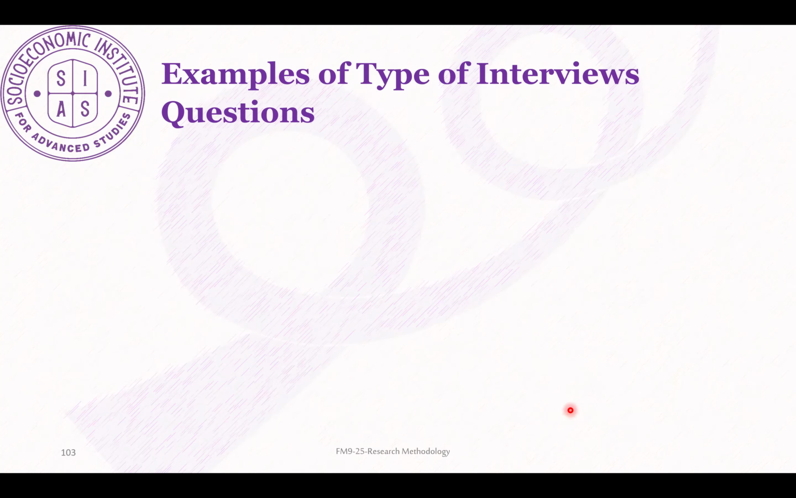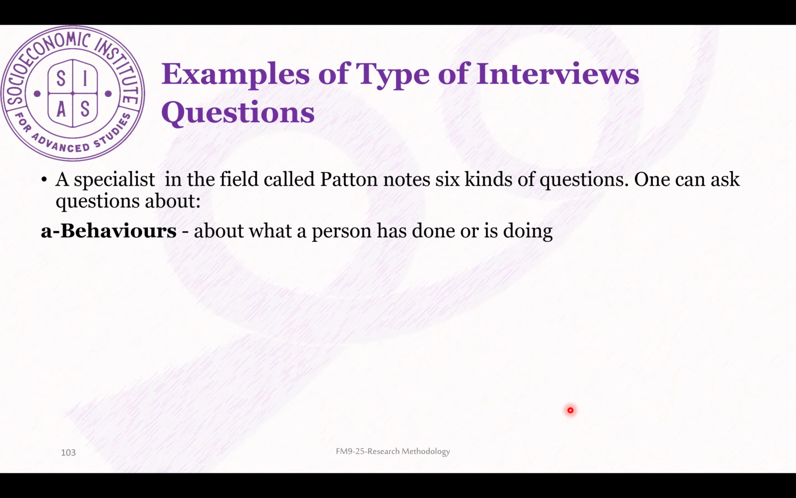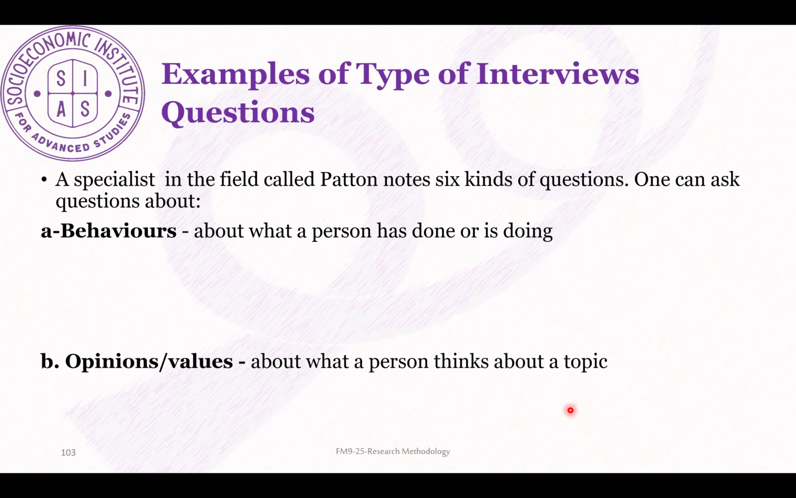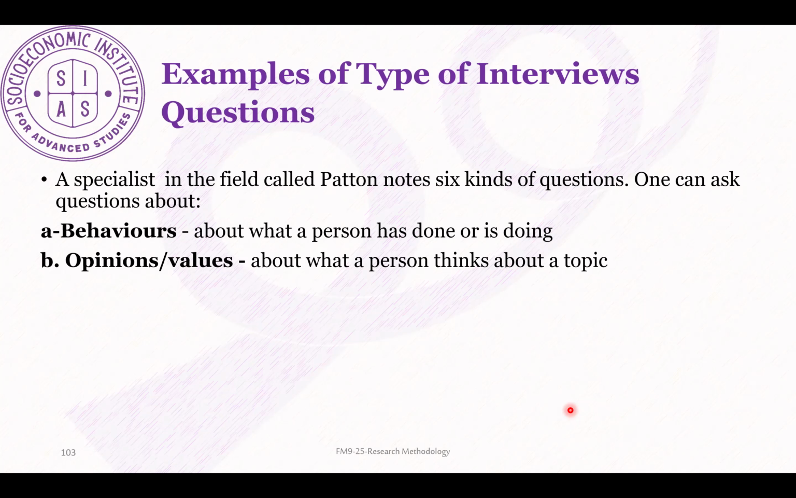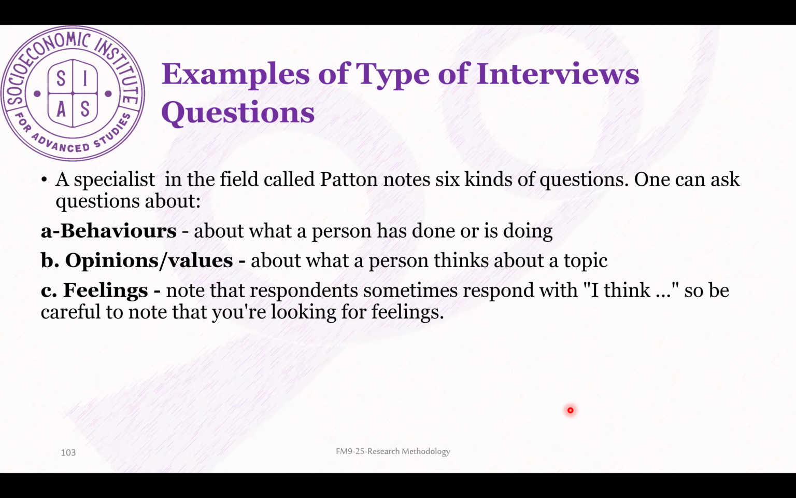For the types of interview questions, for example, if they are asking about behavior, it is about what a person has done or is doing. If it is about opinion, it's about what a person thinks about a topic. If it is about feelings, then they may ask something like "I think", so that people don't feel we are directing them or controlling their feelings. If it is about knowledge, then we need to get facts about the topic.